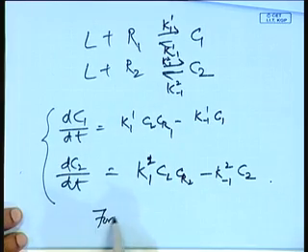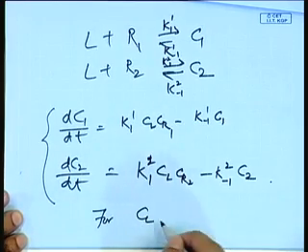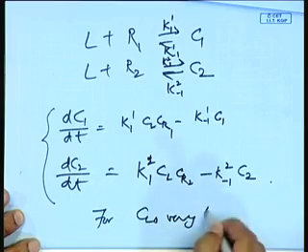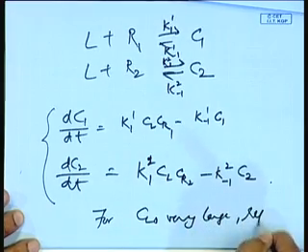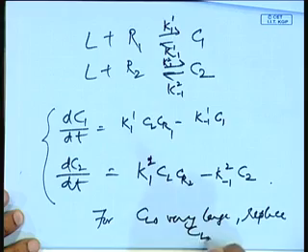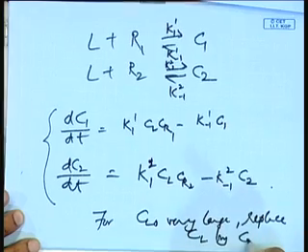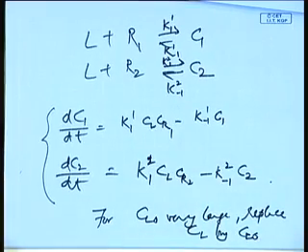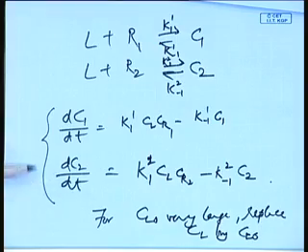So, for CL not very large, replace CL by CL naught. You can replace CL by CL naught, and then these two systems become decoupled. Typically the ligand concentration is more or less large. If it is not large, then what are you supposed to do? You are supposed to solve these two coupled equations together. You have to solve these two together. Okay, that is a possibility.